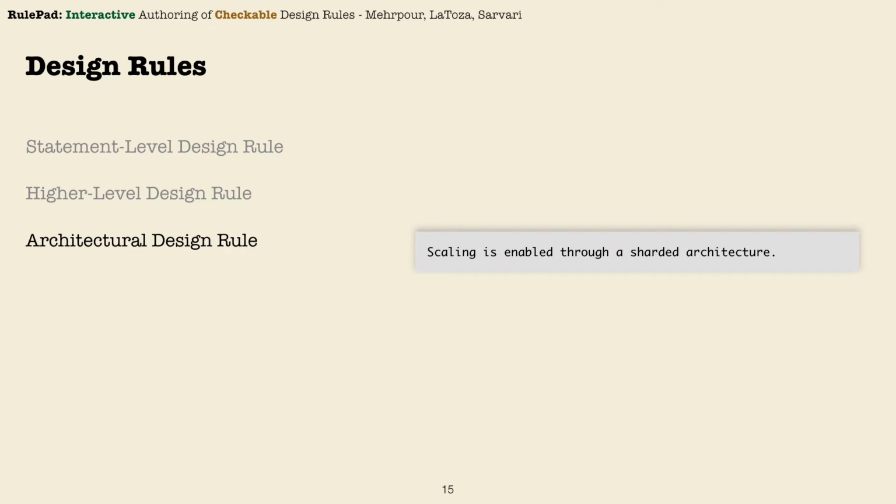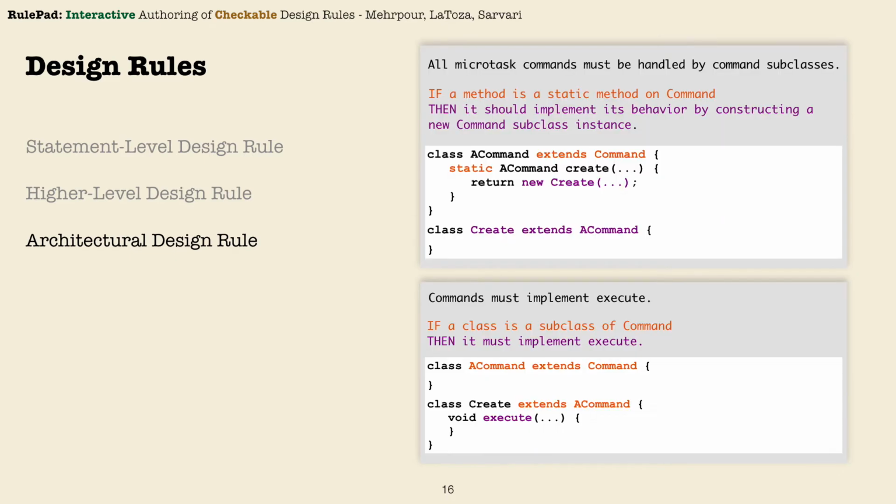Architectural design rules impose constraints on several components of the system. For example, the implementation of the sharded architecture is scattered in several components. This design rule imposes many constraints, but it can be broken down into smaller design rules. One design rule may describe how the request for persistence should be handled, and another design rule may describe how the persistent process should be executed.